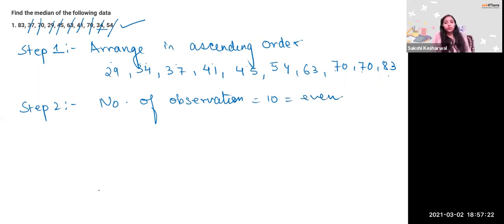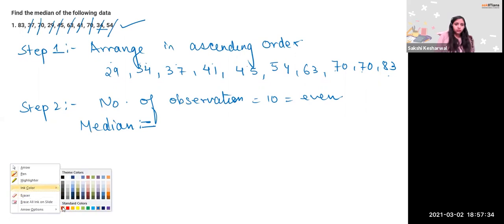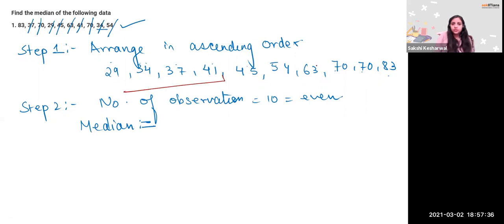Even. So what is going to be your median? Median is equal to what, beta? The middlemost value, right? So just take out the 4 from this side and the 4 from this side. So 54 plus 45, you add it up and divide by 2. This is your answer, right?